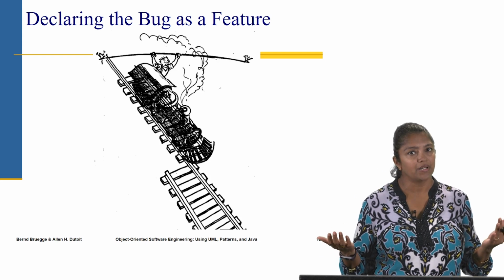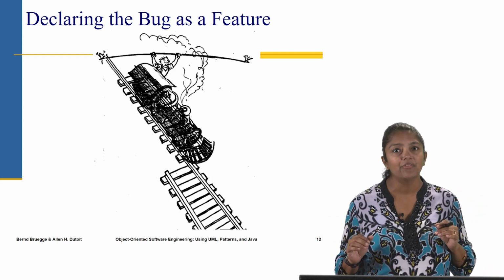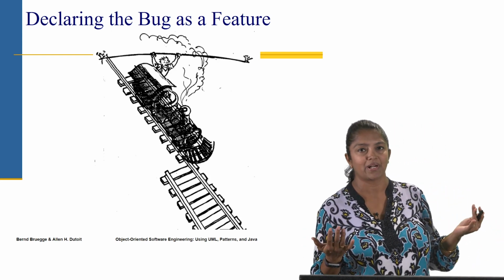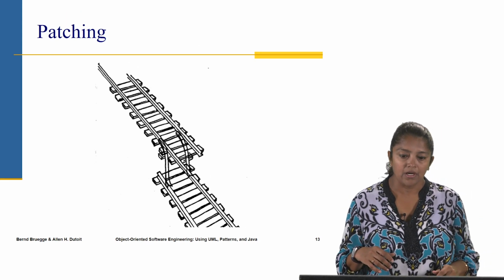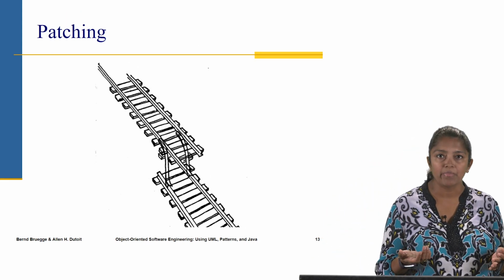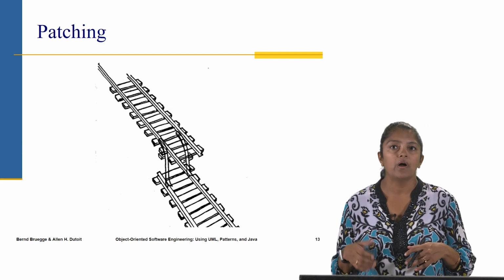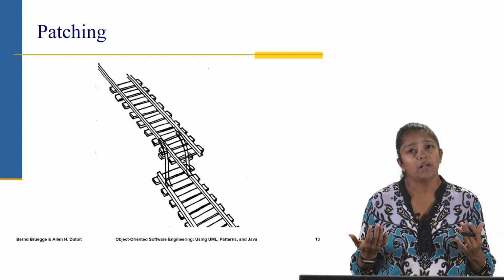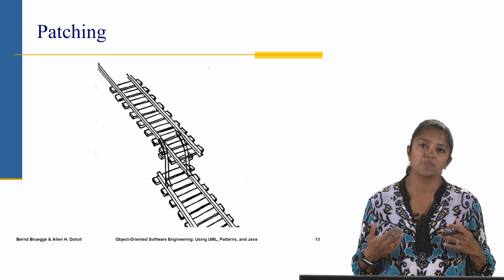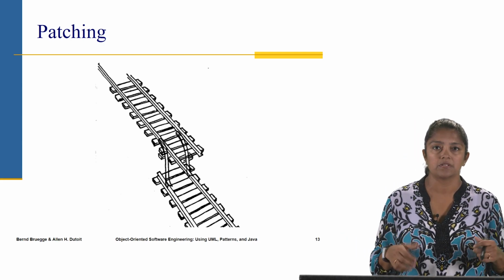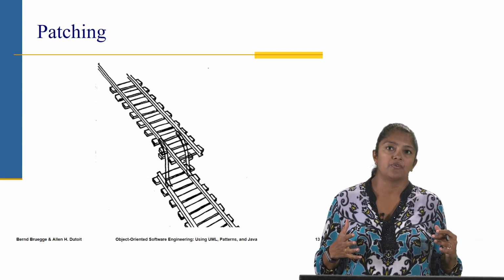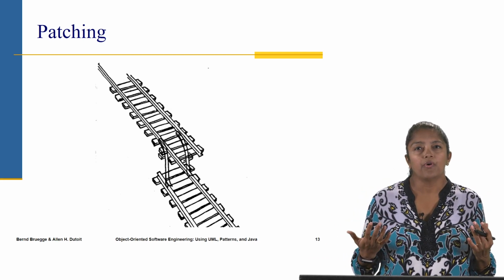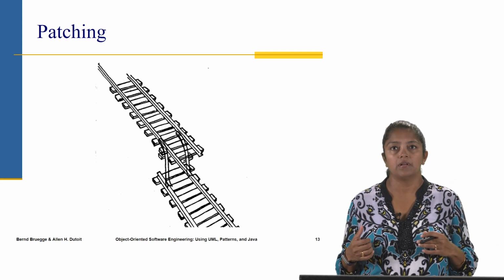Another way is declaring the bug as a feature. I'm just joking, that doesn't really work. Well, can we declare a bug as a feature? Maybe in some cases we can, but in most practical cases that doesn't work. Patching, yeah, that does work. We could provide patches. Once the issue is found, we fix it and send out a patch to all the users. That works, but it works for non-critical systems. It's not a good idea for safety critical systems, where the safety of the users is of utmost importance. So patching could work for non-safety critical systems.